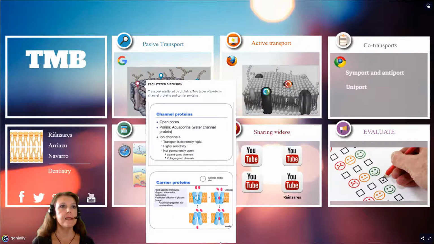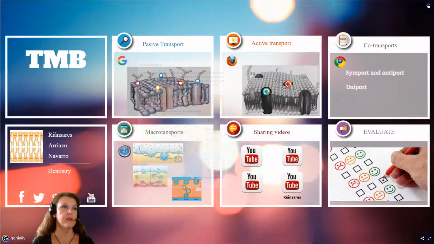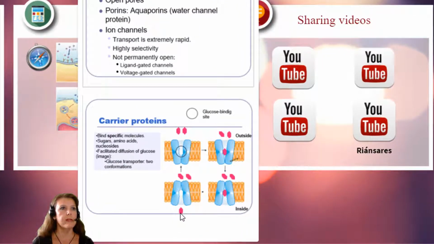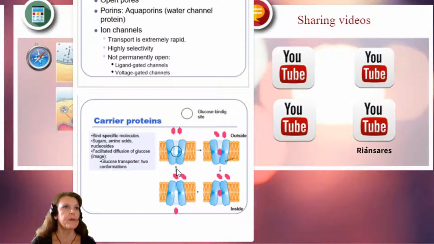So as you can see in the picture, this is the molecule that wants to move to the other side. This molecule binds to this area. This is the specific site. Okay, when that happens, the molecule binds here. We are going to observe a conformational change. That change permits the molecule to travel to the other side.